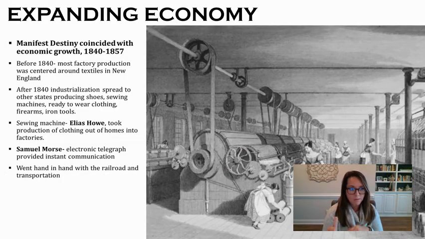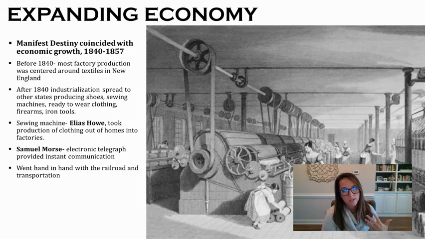So while Manifest Destiny is happening, you also have this early Industrial Revolution that's continuing. Factory production is getting more and more efficient. It's centering around textiles in the New England area, which is fueled by the cotton gin and slave labor in the South, with growing cotton. After 1840, industrialization is going to start spreading into other states.